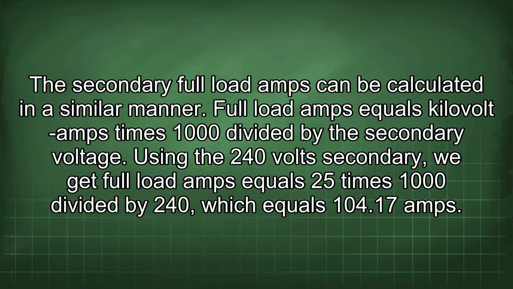The secondary full load amps can be calculated in a similar manner. Full load amps equals kilovolt amps times 1000 divided by the secondary voltage. Using the 240 volt secondary, we get full load amps equals 25 times 1000 divided by 240, which equals 104.17 amps.